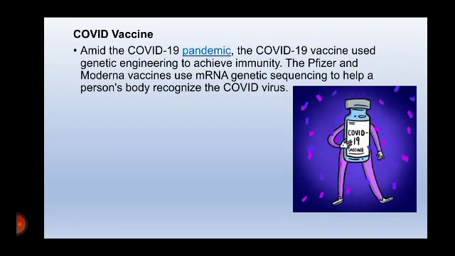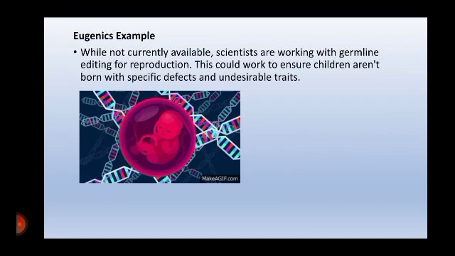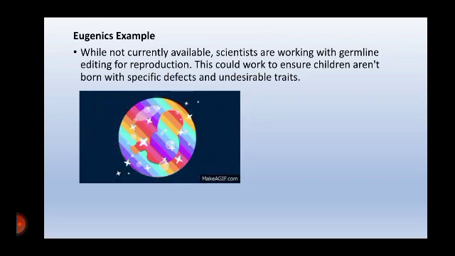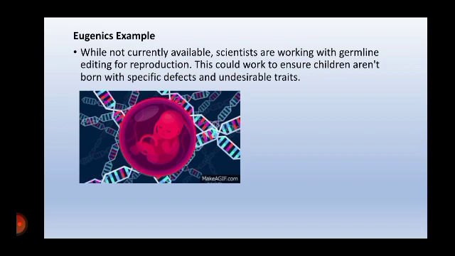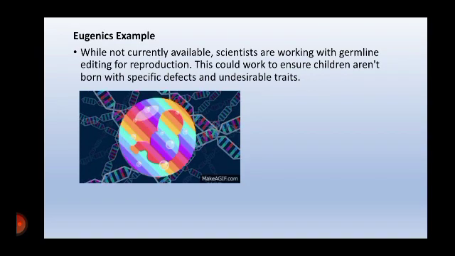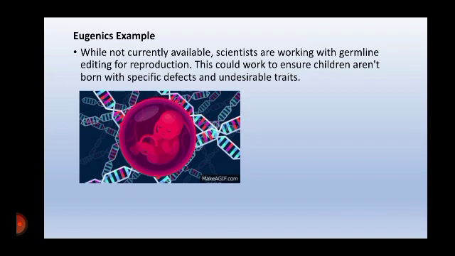Third is the eugenics example. While not currently available, scientists are working with germline editing for reproduction. This could work to ensure children aren't born with specific defects and undesirable traits.